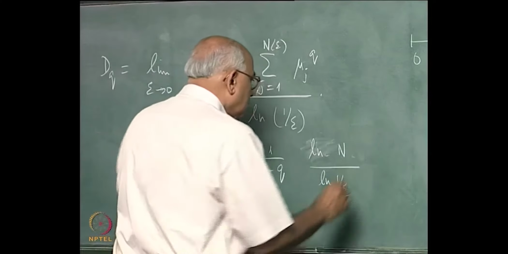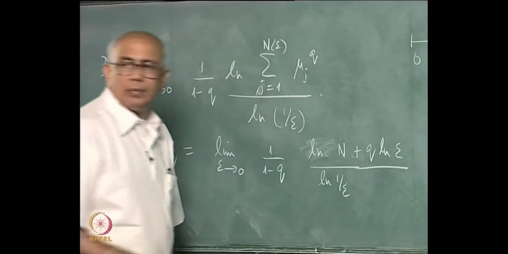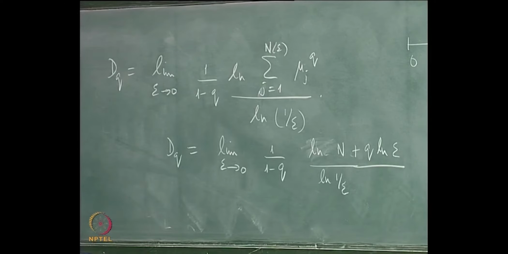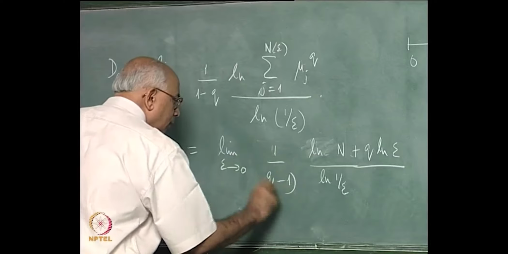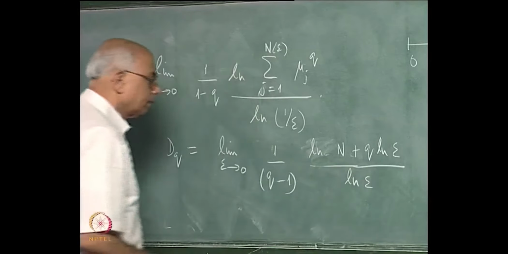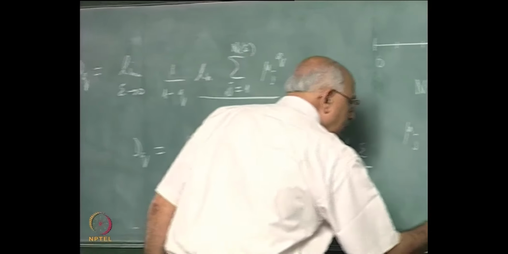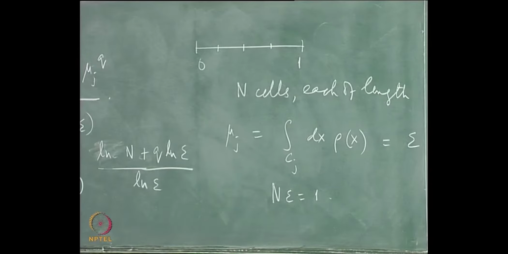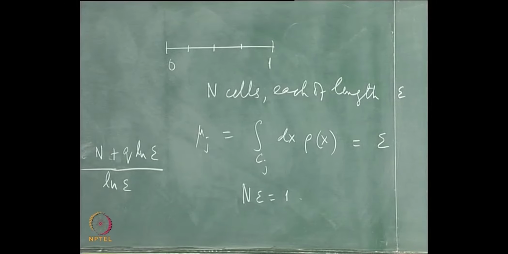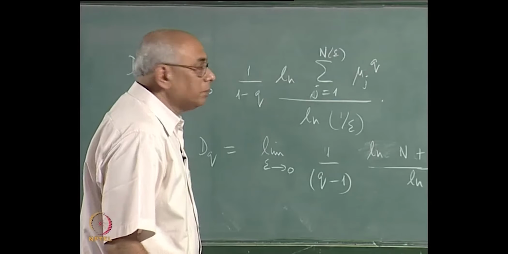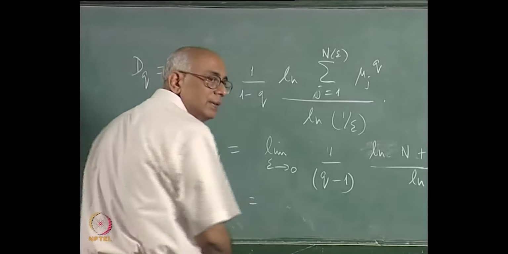So let us write this as log n plus q log epsilon. What does that give you? So if you like, write this as q minus 1 times log epsilon. So what is log n? Remember that n epsilon in this problem is equal to 1, so it can't depend on epsilon. Q minus 1. 1 over 1 minus q is 1. So what does it give you? dq is what? Same as a dimension. Yeah, the Euclidean dimension and the fractal dimension. So what do you get for dq? 1.